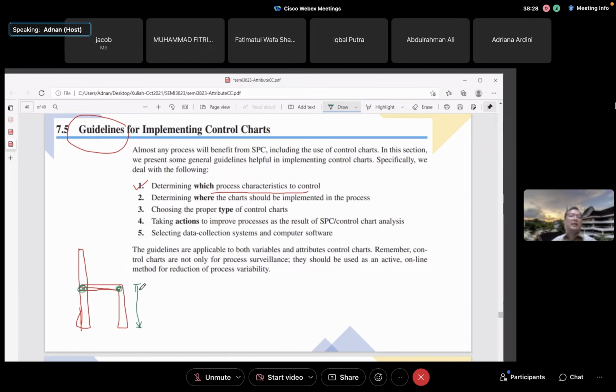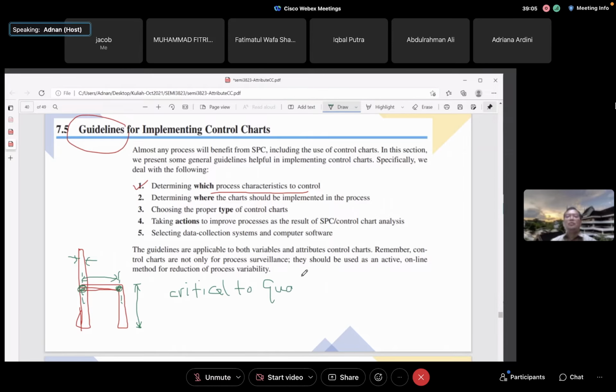You can measure the thickness of this back support. You can monitor the distance between this screw and the other screw. You can monitor this position. You can even do the test to see how strong the joining is. There are so many things which are critical to quality.